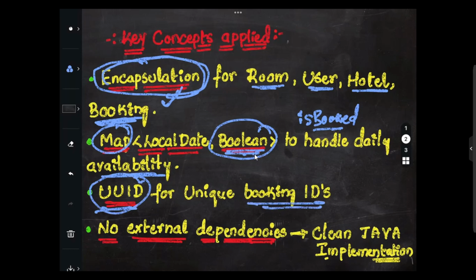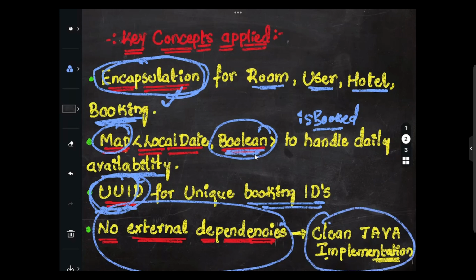So the output: once the room was available, 2 rooms were available, and we got the success message that the room was booked, and we got the booking ID, right? The booking ID we got from the UUID itself. We made use of the UUID for the unique booking IDs. The last one is, we didn't make use of any external dependencies. We went with a clean Java implementation, right? These are the key concepts that we need to keep in mind. Based on this itself, we wrote the code.